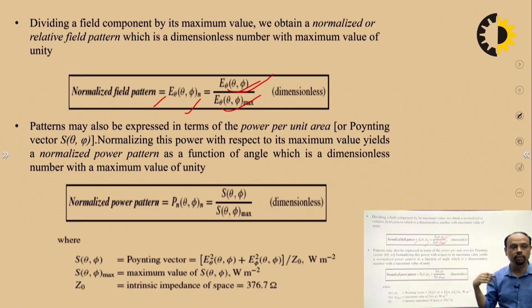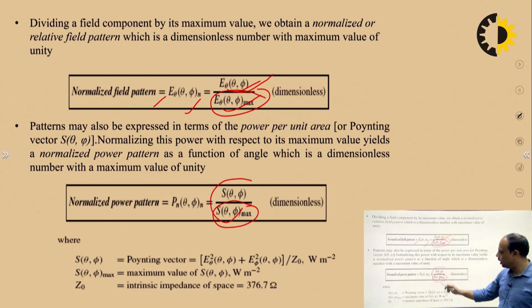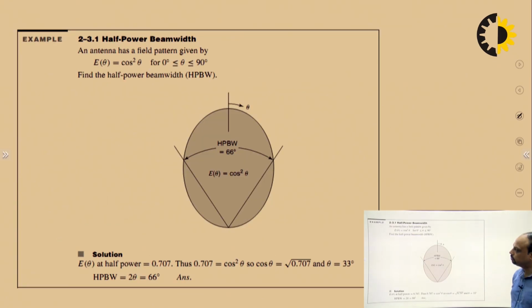Its value is always less than 1, because this is a ratio, and we divide the complete thing by the maximum value of that parameter itself. So this is the power pattern, and this is the normalized electric field pattern. Similarly, here we divide the power by the maximum value of the power itself. So this is a small numerical where we have to find the half power beam width.